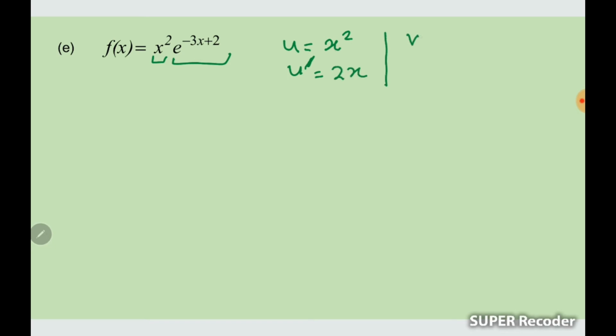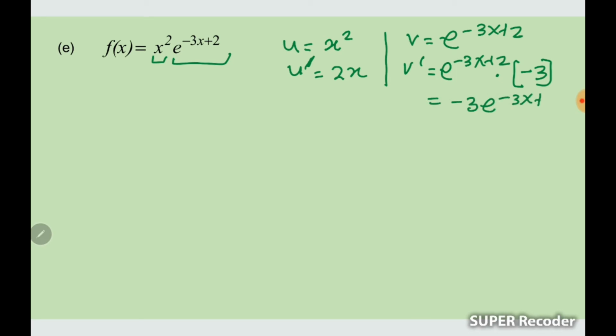Then if v equals e to the power of negative 3x plus 2, so v prime equals e to the power of negative 3x plus 2. We haven't finished yet. You have to differentiate negative 3x plus 2. The answer is negative 3. So don't forget to differentiate negative 3x plus 2. So the final answer is negative 3e to the power of negative 3x plus 2.